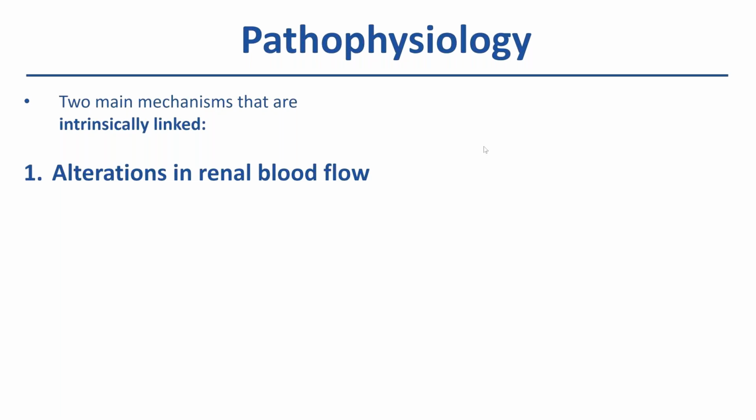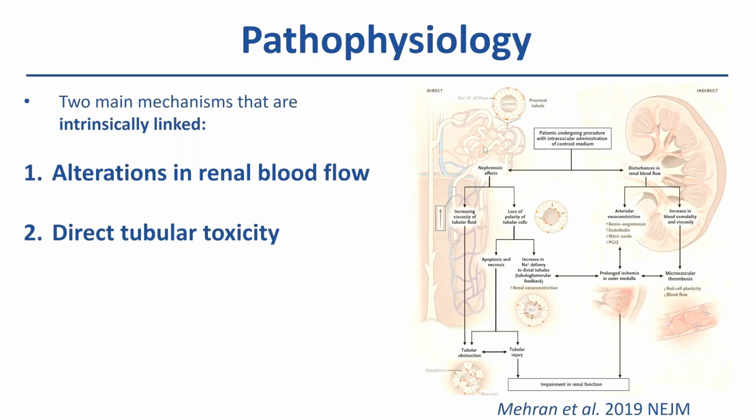So the pathophysiology behind contrast media associated acute kidney injury tends to involve two main mechanisms which are intrinsically linked: alterations in renal blood flow and also direct tubular toxicity. Look at the schematic on the right from the New England Journal of Medicine, and we'll go into some of these bits in a little bit more detail over the next couple of slides.